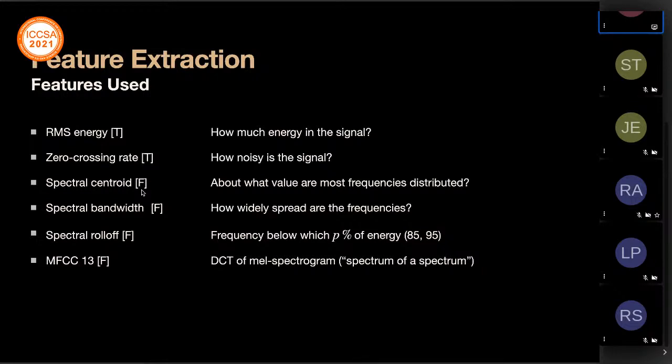So they're called Mel frequency cepstral coefficients. I don't know if there's a direct physical analog of what this means, but it's a commonly used audio signal processing feature. You take the discrete cosine transform of the Mel spectrogram, so it's essentially like a spectrum of a spectrum.